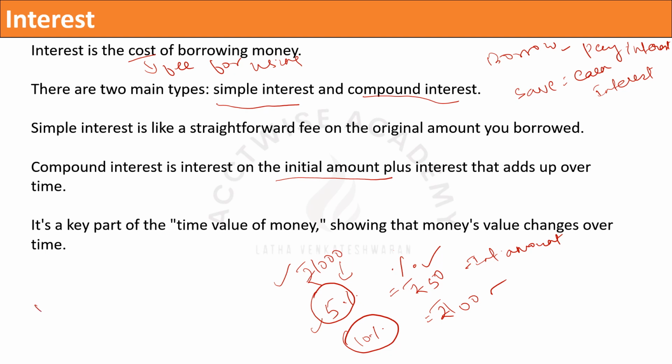Here, first year it will be ₹1,000, interest will be 50. Second year, this amount will become 1,050 and the interest will be 1,050 into 5%, some X. And third year, this 1,050 plus X will become your amount and into 5%, some Y. So it goes on like this, interest plus interest adds up.